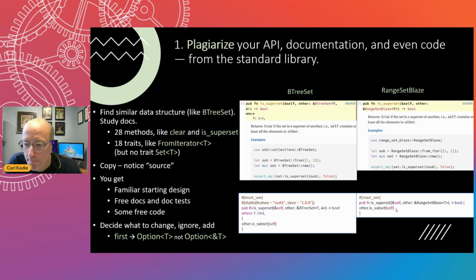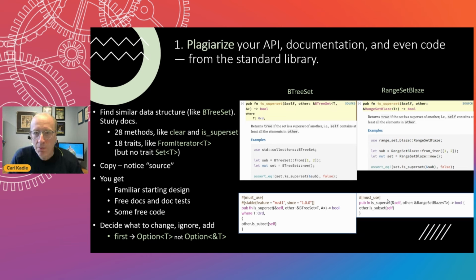Another thing I got from plagiarizing here was looking at these attributes. The #[stable] attribute turned out not to be relevant when you're creating your own library, but I wasn't really familiar with #[must_use]. I looked it up, found out what it was about, and decided it was also appropriate for RangeSetBlaze.